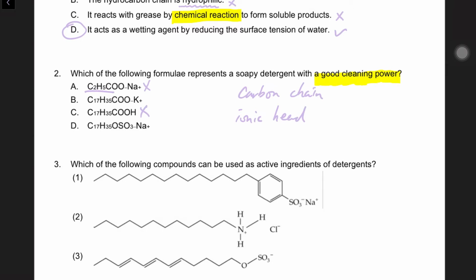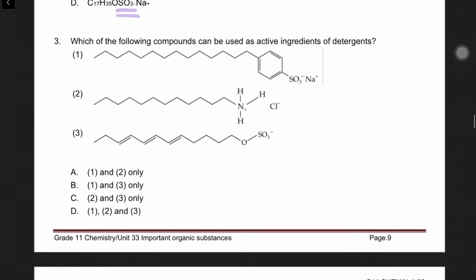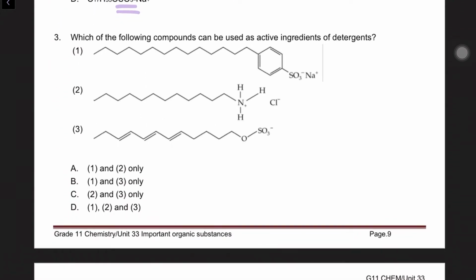And we need to check the question again. The question mentioned this should be a soapy detergent. So B will be the answer because SO3 should not be a soapy detergent. Okay? Now, question 3. Which of the following compounds can be used as active ingredient for the detergent?